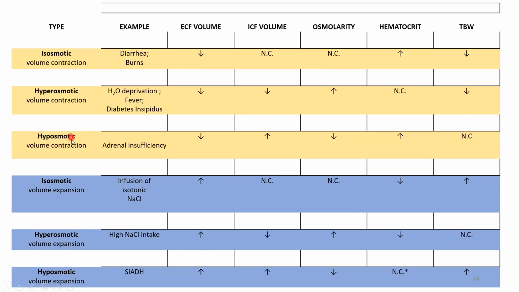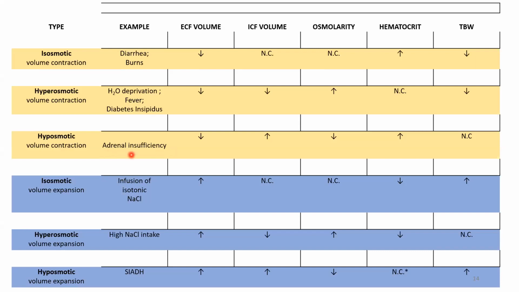Coming to the third point, hypoosmotic volume contraction. Now, what happens in hypoosmotic volume contraction? It happens in adrenal insufficiency. Very briefly, there is the adrenal gland. It secretes many hormones. Both its medulla and its cortex release hormones which are very, very important. The two famous lifesavers are aldosterone and cortisol. Both are released by the adrenal cortex.